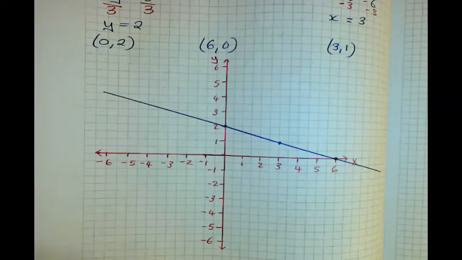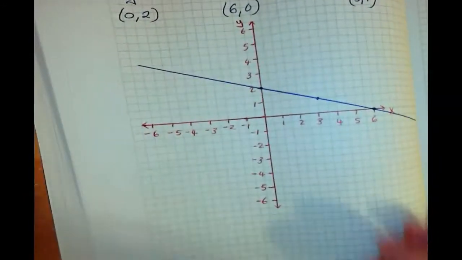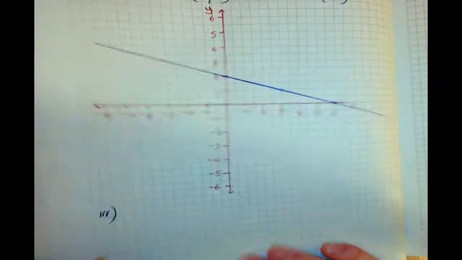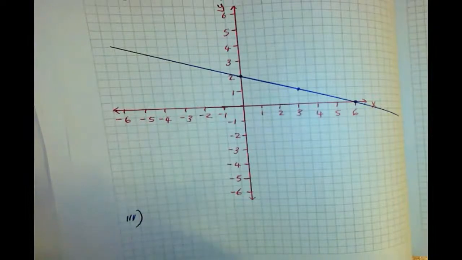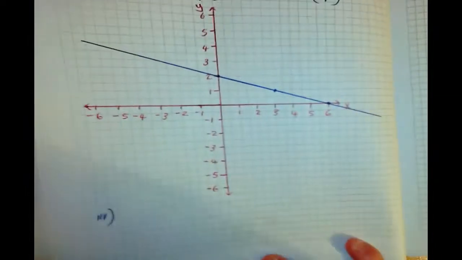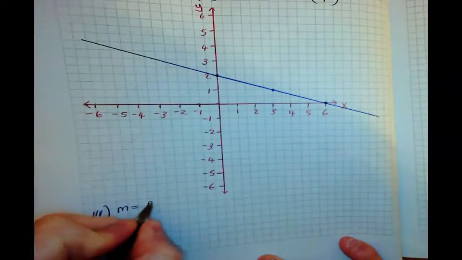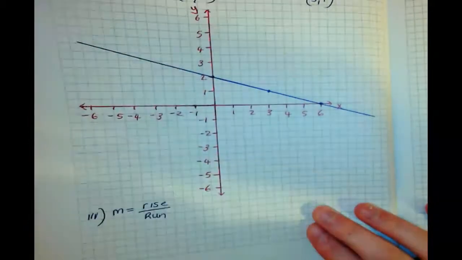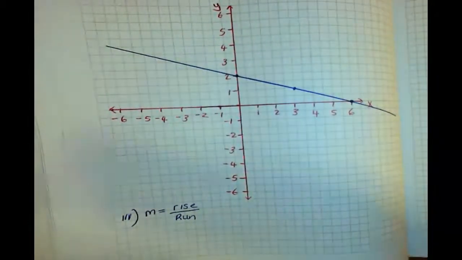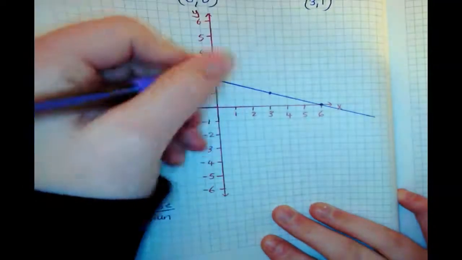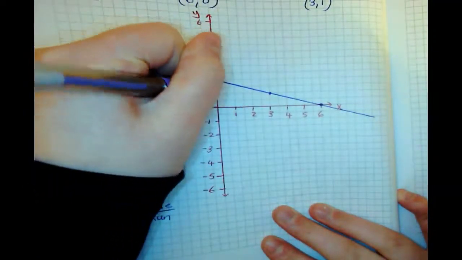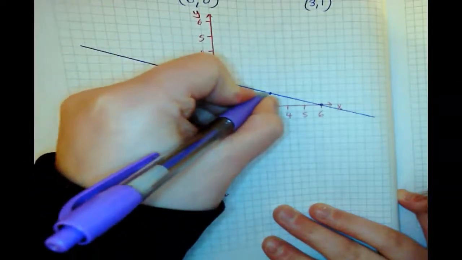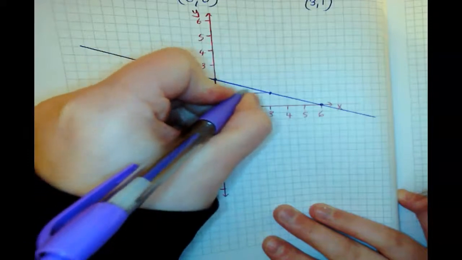So then part 3 asks us to find the slope. So we know that the slope is equal to the rise over the run. So if we can make a triangle then, we go down, it's minus, and we're going across how many squares? 1, 2, 3, 4, 5.